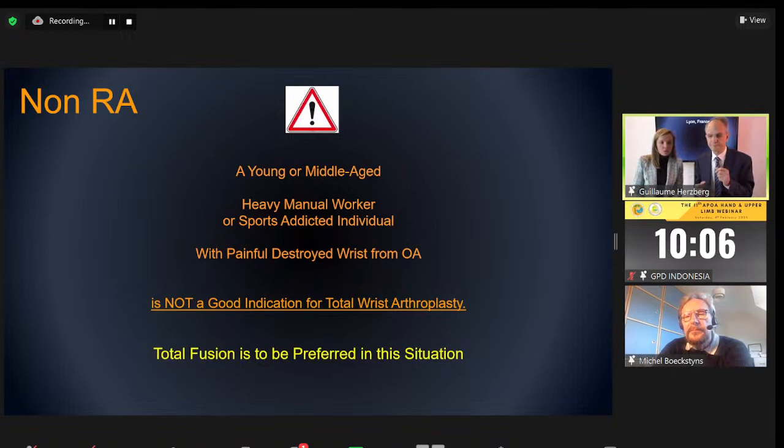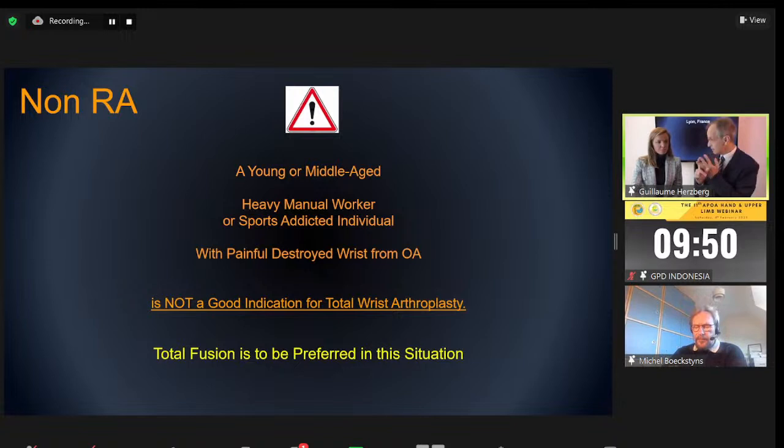So in those situations, young, middle-aged, heavy manual worker, or of course poorly compliant, you have to prefer total wrist fusion. So we just showed you a clinically good result, a statistically good result, number two, acceptable complication rates, and nice examples. So life is good. Next, please.